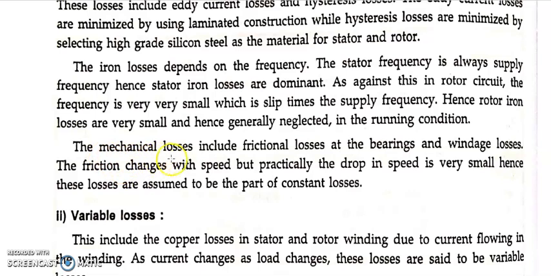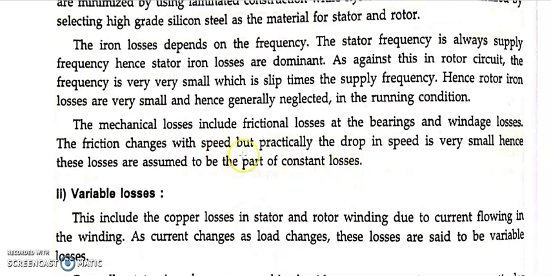One more loss is there, mechanical losses, which is included in constant losses itself. It includes friction losses at the bearings as well as windings. Usually the loss is very small and sometimes it is neglected for small machines.